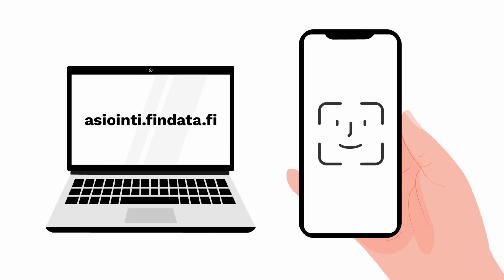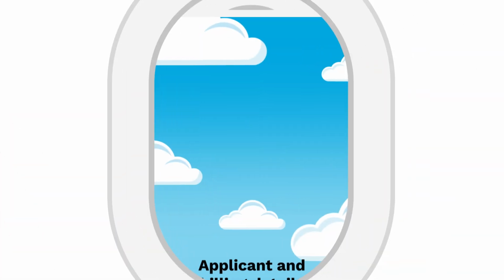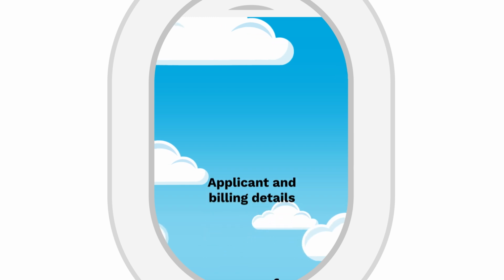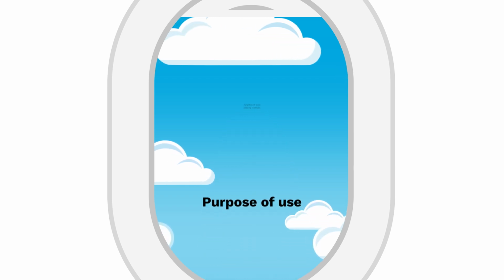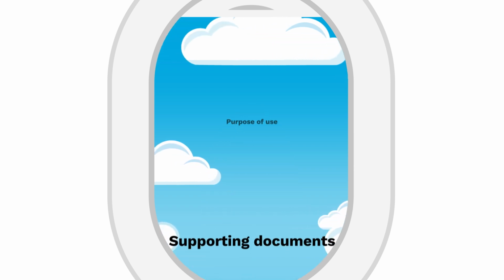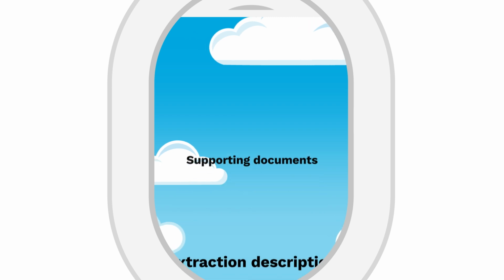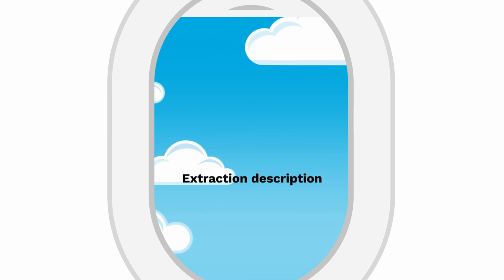The application form is located in FinData's e-service. Please select the appropriate application form and make sure to include applicant and billing details, a clear description of the purpose of use, and supporting documents like your study plan and a detailed data extraction description. Once submitted, we will review the application and get back to you. Stay prepared to answer any follow-up questions.